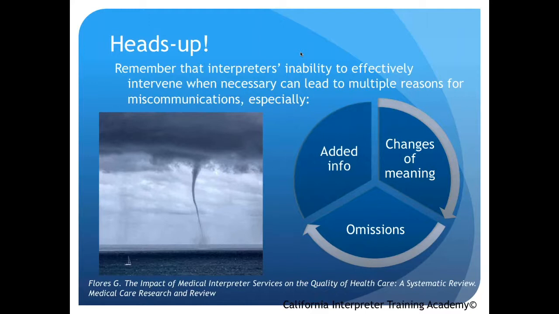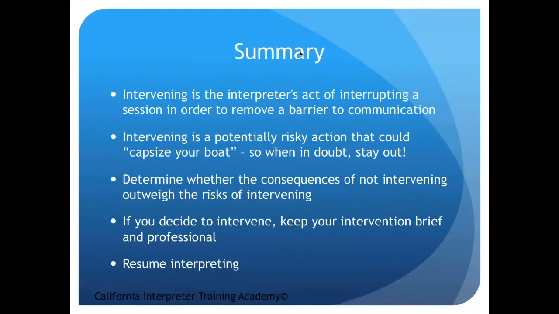So, with that being said, we wanted to summarize with you, to sum up really what we have talked about today. Intervening is the interpreter's act of interrupting a session in order to remove a barrier to communication. Hence, it should be done when absolutely necessary to maintain accuracy and completeness of message or to ensure understanding. Intervening is a potentially risky action that could capsize your boat. So when in doubt, stay out.